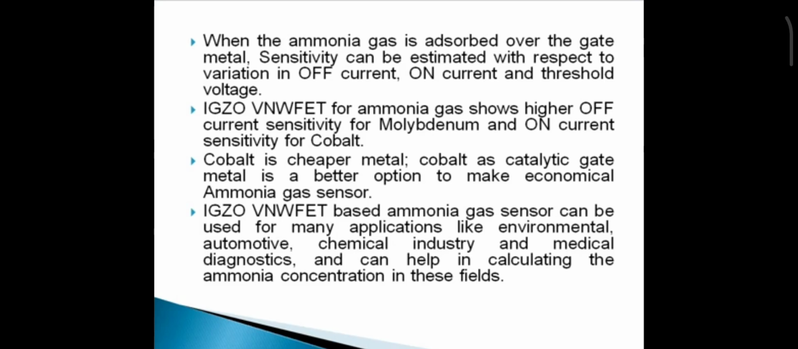The IGZO vertical nanowire field effect transistor for ammonia gas shows higher off current sensitivity for molybdenum and higher on current sensitivity for cobalt. Cobalt is the cheaper material. Cobalt as a catalytic gate material is a better option to make an economical ammonia gas sensor. The IGZO vertical nanowire field effect transistor based ammonia gas sensor can be used for many applications like environmental, automotive, chemical industry, and medical diagnosis, and it can also help in calculating the ammonia concentration in these fields. This is all for today.